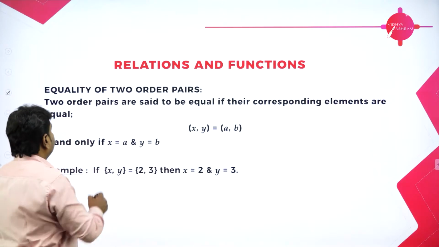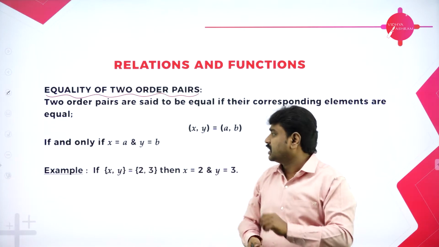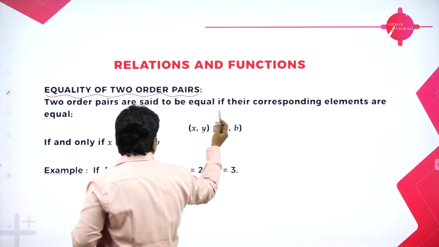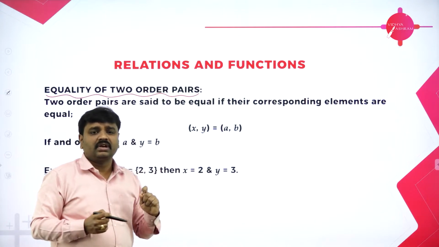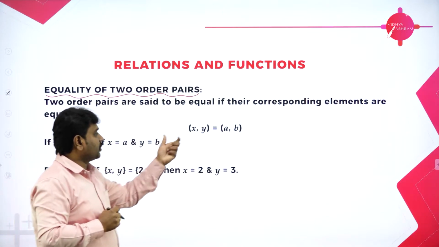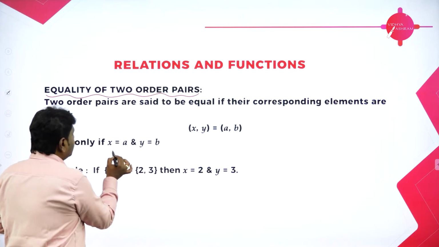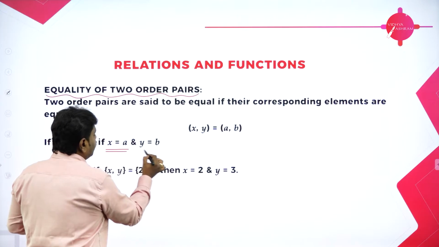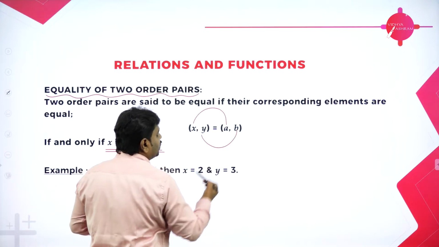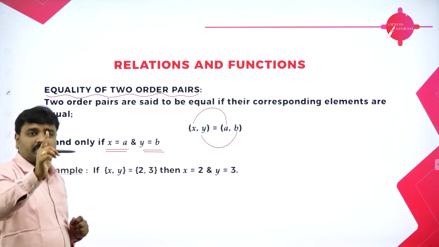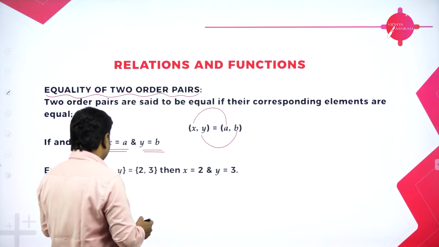Equality of two ordered pairs. So very important. First we should know when can we say two ordered pairs are same. See, here two ordered pairs are said to be equal if their corresponding elements are equal. If the corresponding elements are equal, then we say they are equal. Suppose (x, y) is equal to (a, b), I can say (x, y) is equal to (a, b) if and only if x value should be equal to a and y value should be equal to b. Means first element should be equal to first element and second element should be equal to second element. Then I can say ordered pairs are equal. For example, if I take, they have given a set here.